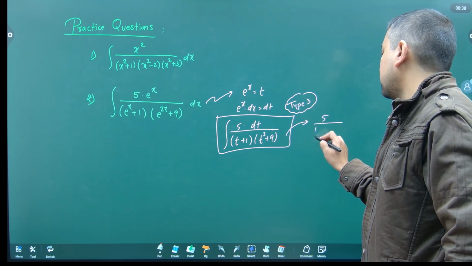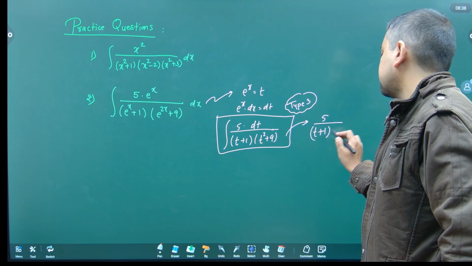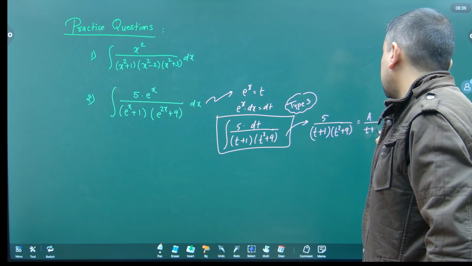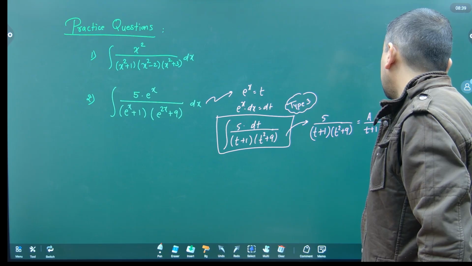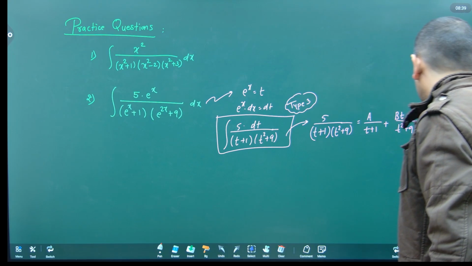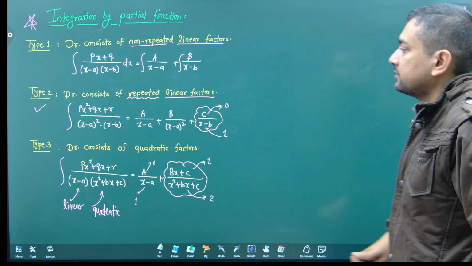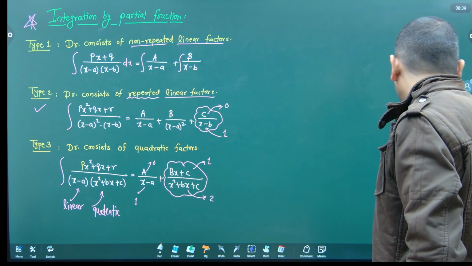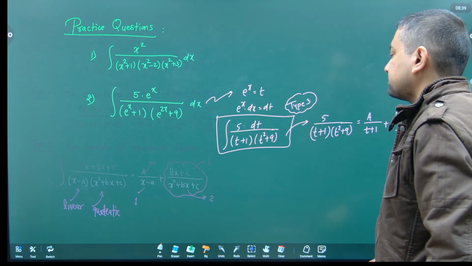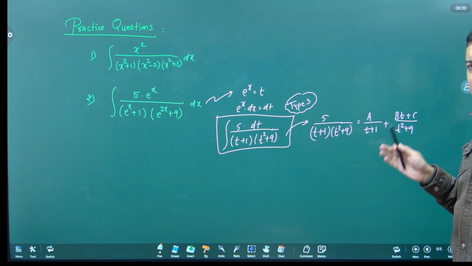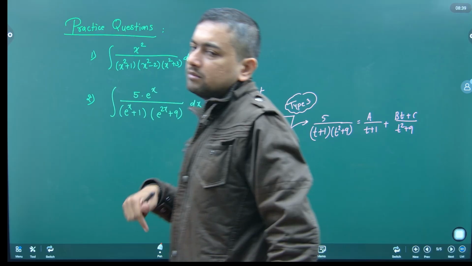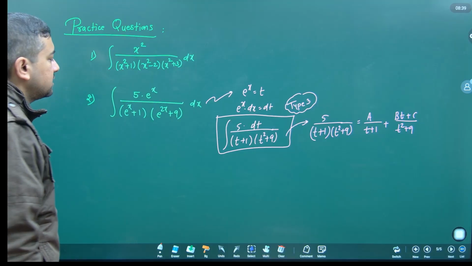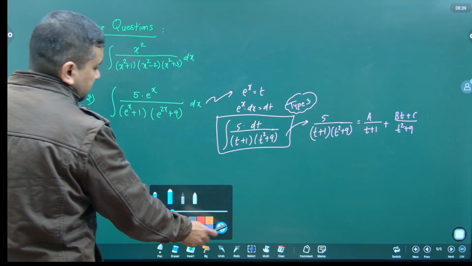So 5 upon (t plus 1) into (t square plus 9) equals a upon t plus 1 plus (bt plus c) upon t square plus 9. Please check our first slide. For a quadratic factor, there will be two constants, bt plus c, and then you can proceed. The other procedure will remain the same. Do the cross multiplication, find out a, b, c, and then find the integral. So this second one you need to try. Then the third one.